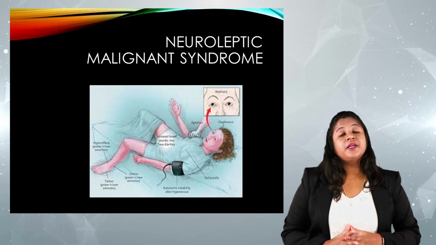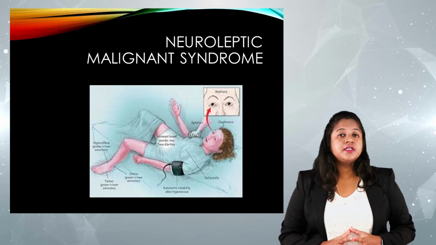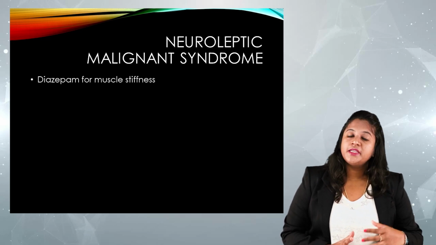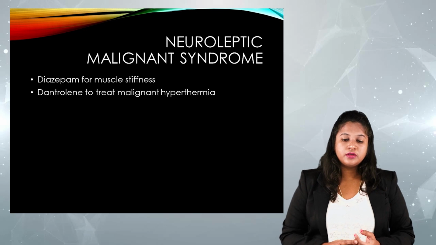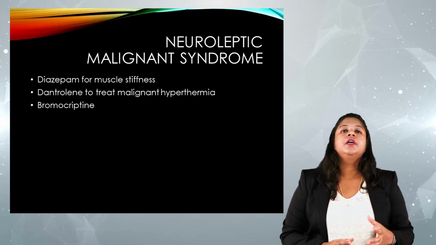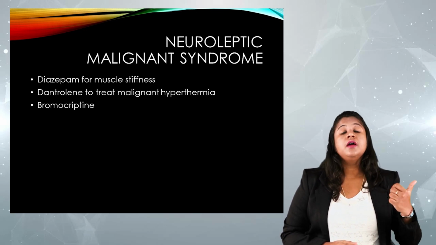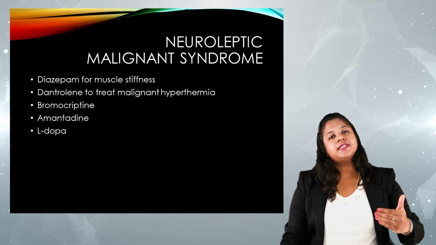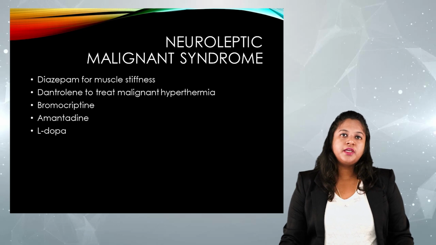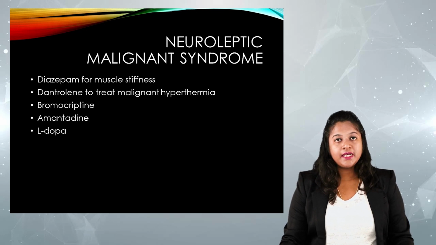In the neuroleptic malignant syndrome, the group of drugs that we use are diazepam in case of muscle stiffness, dantrolene in case of malignant hyperthermia. We use bromocriptine, amantadine, and levodopa. So these are the group of drugs which we use in the treatment of neuroleptic malignant syndrome.